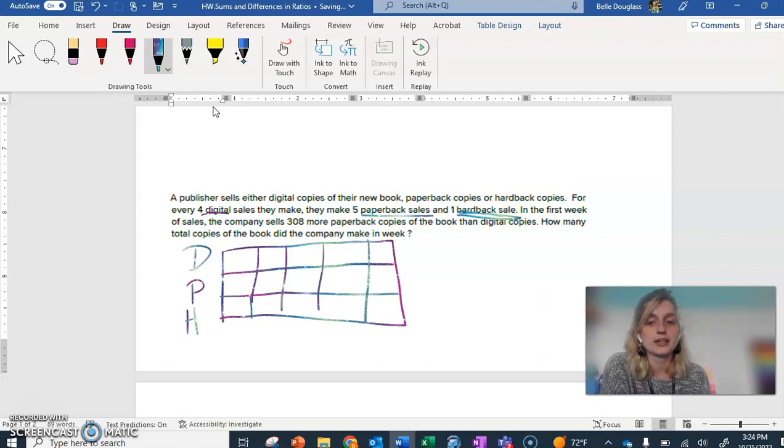Color it in appropriately. This is a 308 more paperbacks than digital. So look in your empty spaces in digital, and that is 308. So then you need to answer the actual question, because I'm not asking you how much each box is worth. It says how many total copies. So once you figure out the box, count up all your highlighted boxes and multiply it times the value of the box. You need to be able to do this. There will be a question like this on the quiz tomorrow.